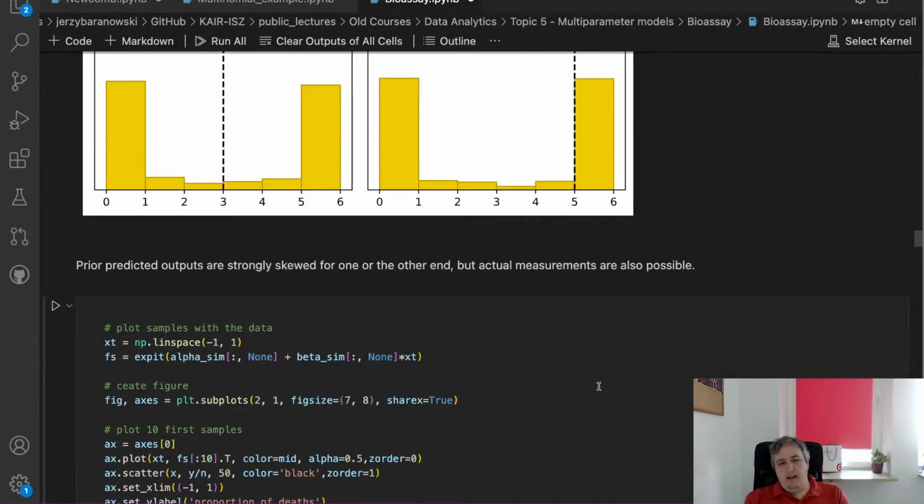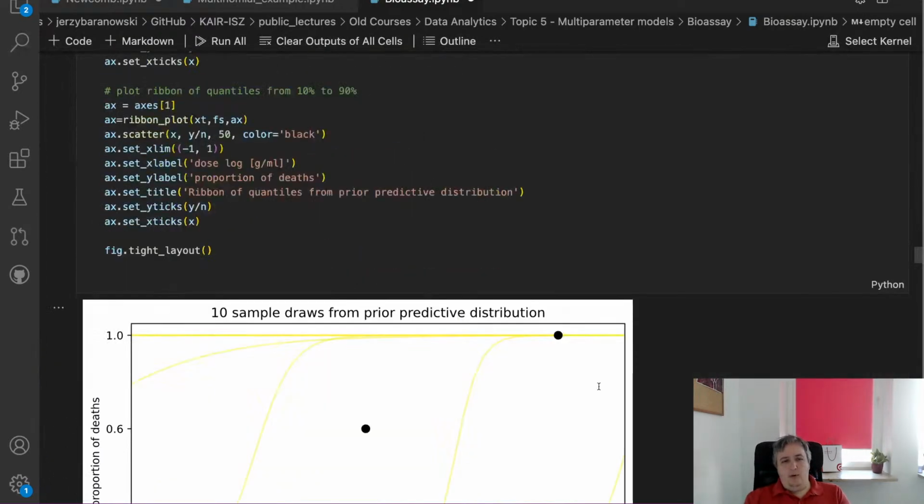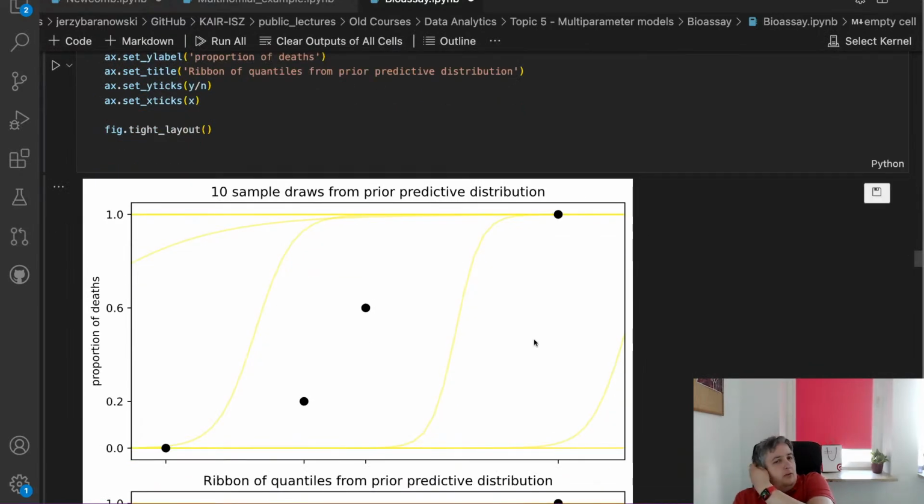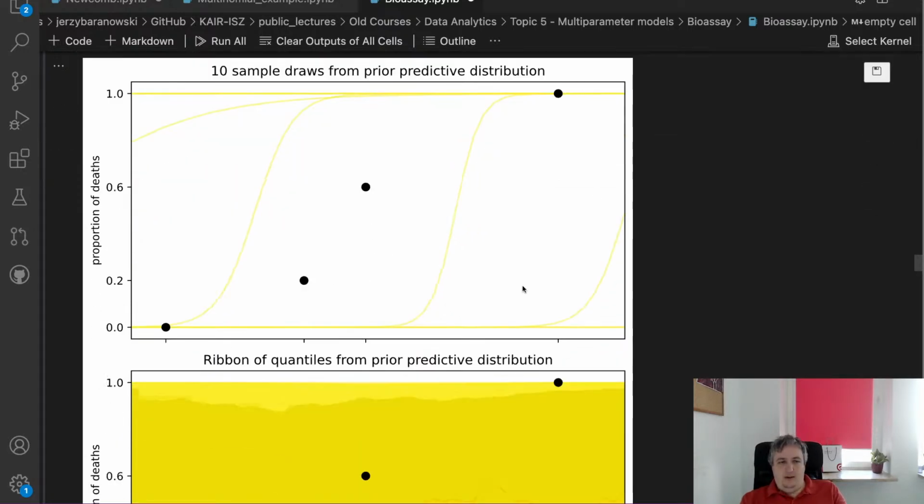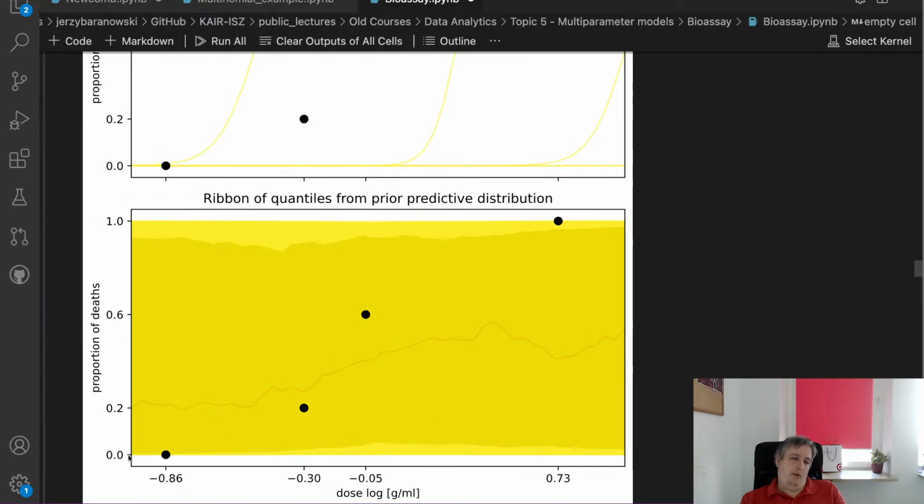Okay, so we can see how the samples from our distribution work. So we are generating those sigmoids that correspond to our relationship between those and that number of deaths, and using a ribbon of those quantiles, we can see that it is generally too broad.